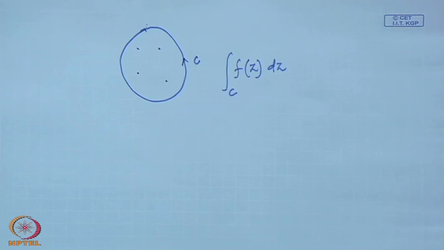Is it 0 again? No. Okay, that is correct, it is not 0, but what is it? What we do is we exclude these singular points. How? We consider a small, maybe circle, need not be circle, any closed curve that includes that singular point.